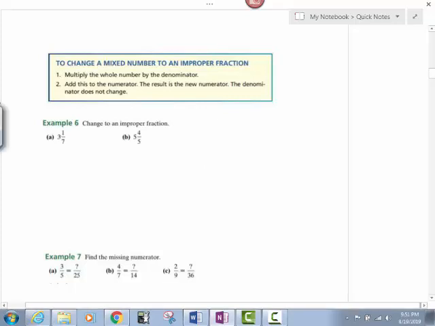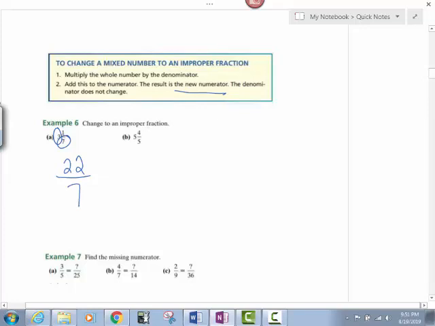Multiply the whole number by the denominator. Here's my whole number. I'm going to multiply it by the denominator. So 7 times 3 is 21. Add this to the numerator. So 21 plus another 1 is 22. That is my new numerator. The denominator does not change. That stays a 7. Okay.